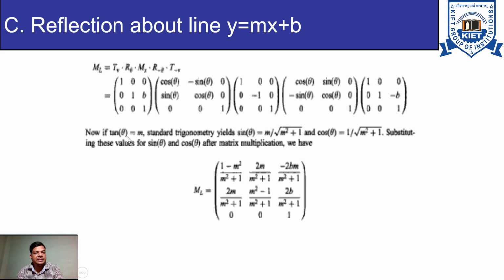We know that tan theta = m, so from this we can calculate that sin theta = m / √(m² + 1), and cos theta = 1 / √(m² + 1). By substituting these values of cos theta and sin theta, we get this matrix, and we can directly apply this matrix in the case where we are doing reflection about y = mx + b.